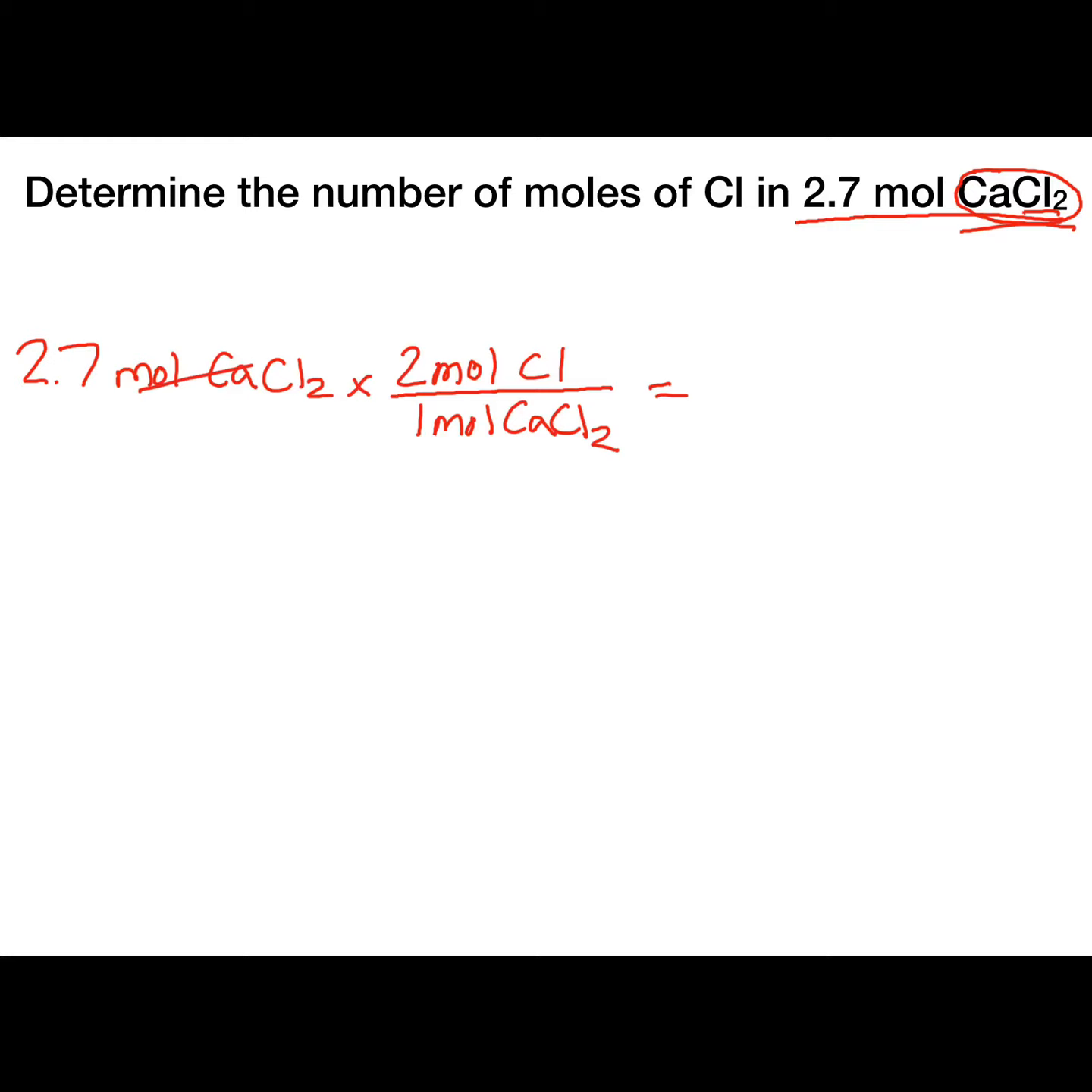Okay, so our moles cancels out, so we're left with our moles of chlorine. So we put this into our calculator and we take into account our 2 sig figs. Our final answer is 5.4 moles of chlorine.